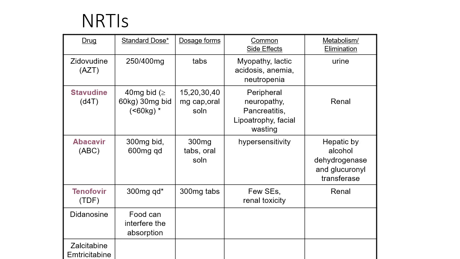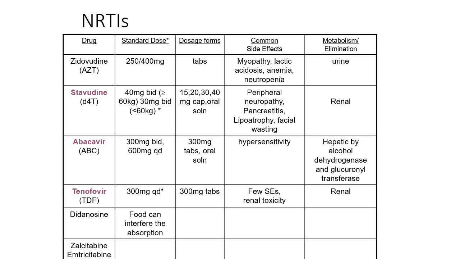Now let's talk about the first group of drugs. It is NRTIs. So the first member, actually we consider zidovudine as the prototype. Then we have stavudine, abacavir, tenofovir, didanosine, zalcitabine, and different doses are given. All these drugs are given orally, except a few newer drugs. All anti-HIV or antiretroviral medications are given orally.